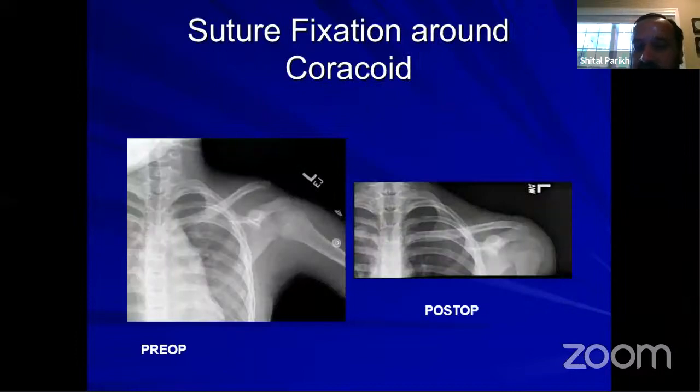There are different ways of fixing the AC joint. Typically, it's a combination of suture and a biologic.